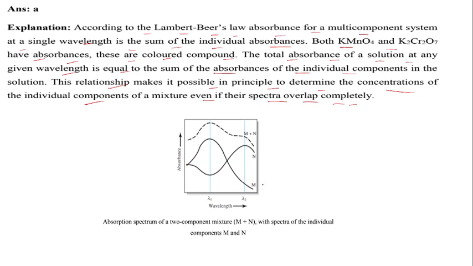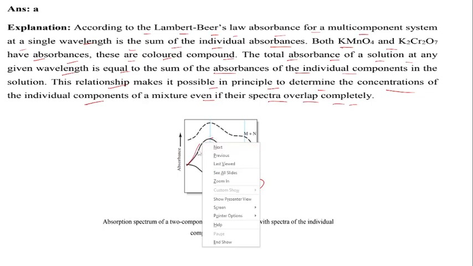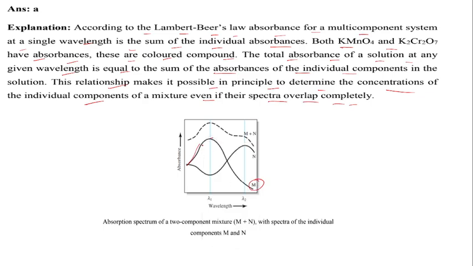So this is the M curve, how it is giving a peak here, whereas the N curve is giving a peak here. But separately. But when both M and N are present, then it will give a summation peak. Right. So this is the resultant peak when M plus N both are present in your sample.